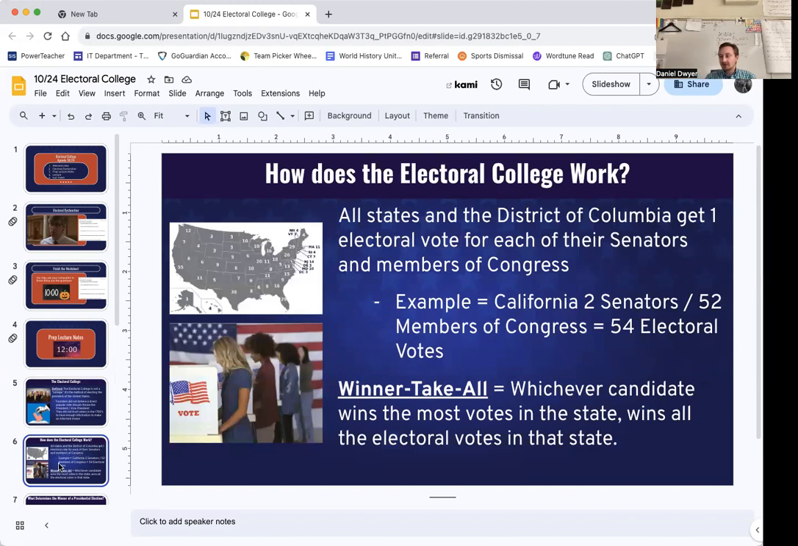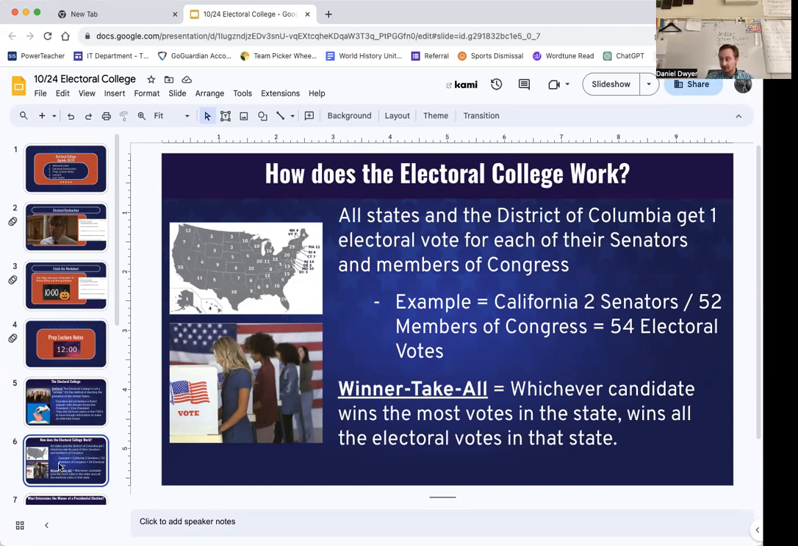So all states and the District of Columbia get one electoral vote for each of their senators and members of Congress. The one that's weird is District of Columbia because they don't have senators or any members of Congress, so they just get 3 electoral votes.